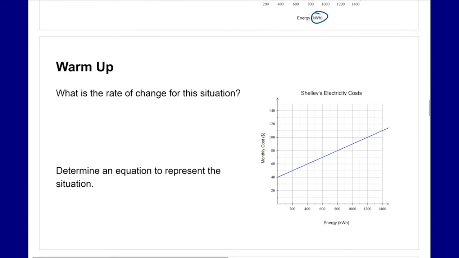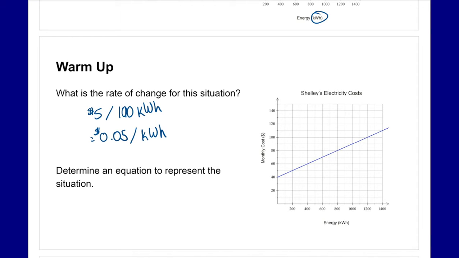So what is the rate of change in this specific situation? Well, if it's $5 per 100 kilowatt hours, sorry, mistake. So per 100 kilowatt hours, if I want to figure out per 1, I would just do 5 divided by 100, which is $0.05 per kilowatt hour. I could also rewrite it and say 5 cents per kilowatt hour.